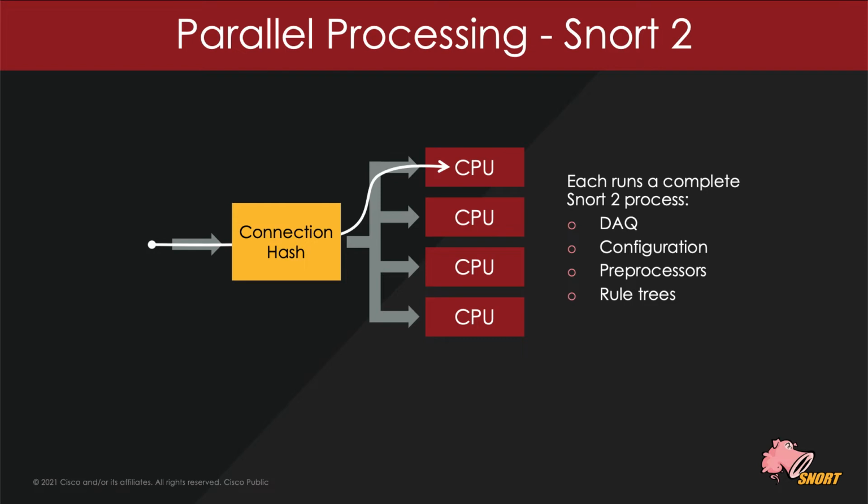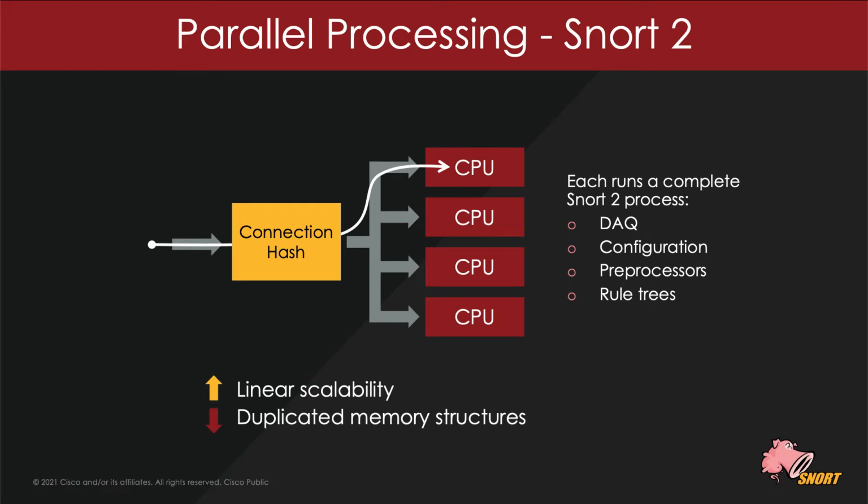When we do this, though, remember each one being single-threaded is kind of an island to itself. It doesn't know about the other Snort processes running. So each one has its own DAQ, its own configuration, its own preprocessors, its own rule tree. Those same configurations get loaded over and over again. For every Snort CPU, you're going to load the same configuration, the same preprocessors, rule trees, etc.